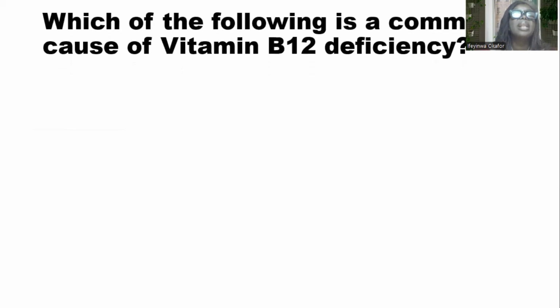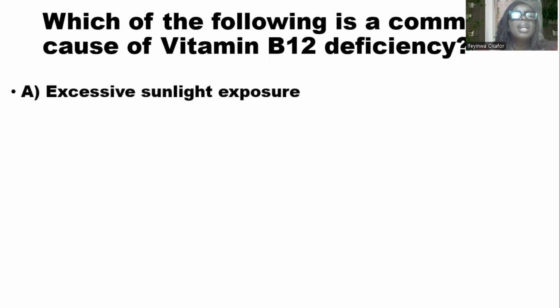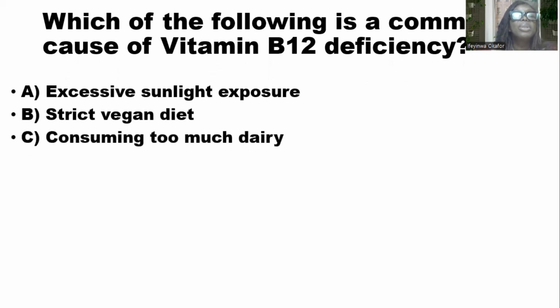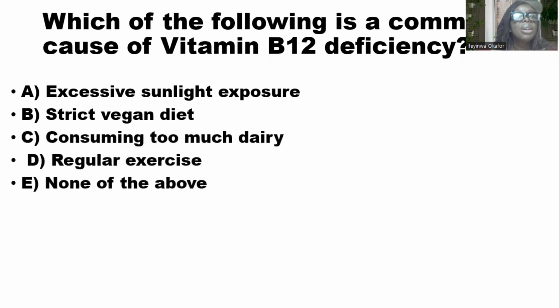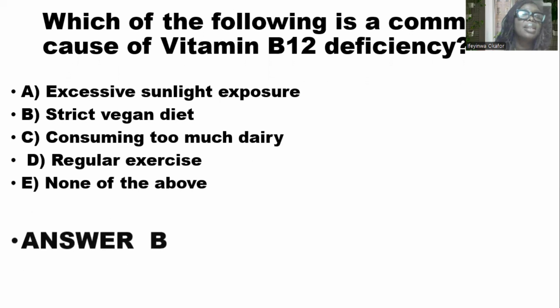Which of the following is a common cause of vitamin B12 deficiency? Excessive sunlight exposure, strict vegan diet, consuming too much dairy, regular exercise, none of the above. And the answer is B, strict vegan diet. Remember, B12 is mostly found in food sources of animal origin, like meat, fish, dairy products.